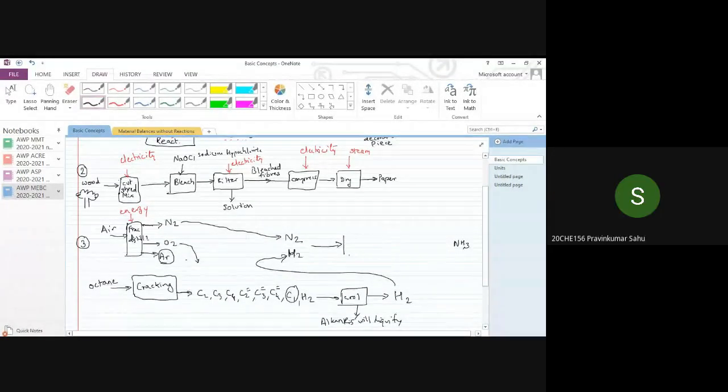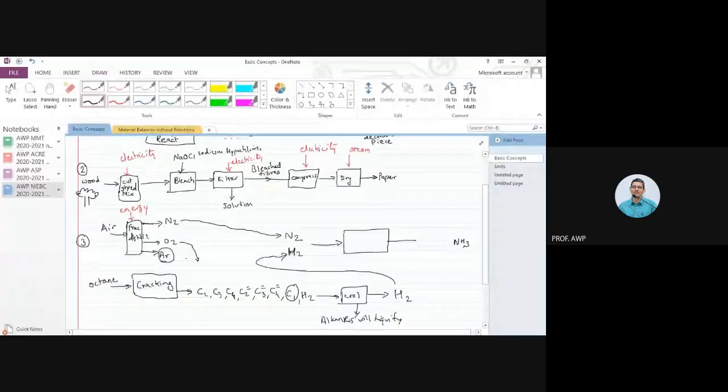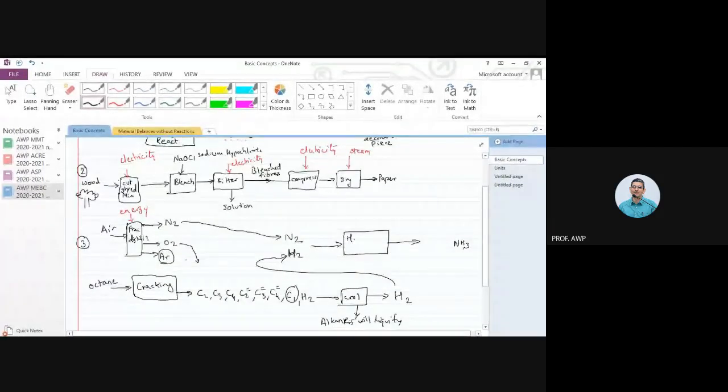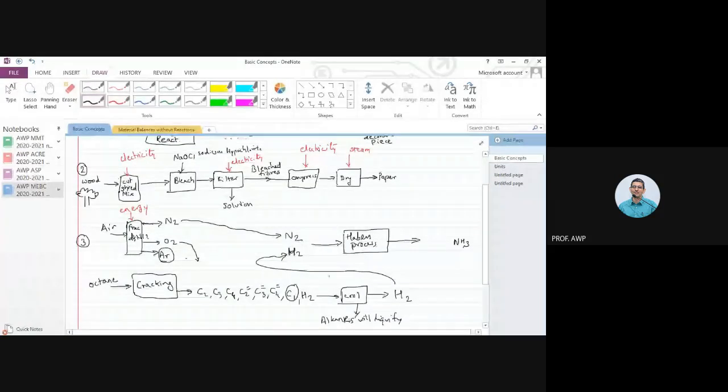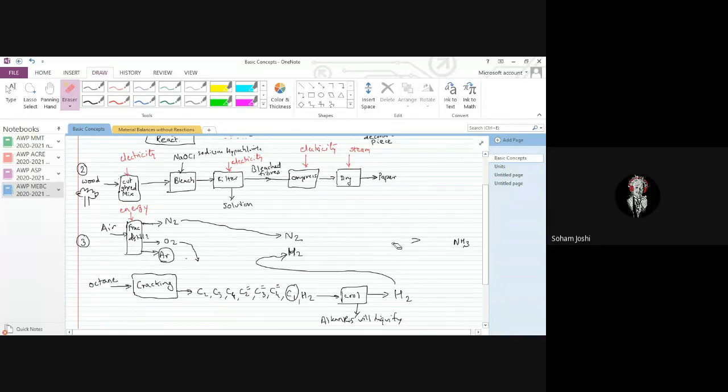Now, what do you do with this nitrogen and hydrogen? Haber's process. So, what does Haber's process involve? Fe and Mo, molybdenum. That's a catalyst. Compress the gas. 700. 673 Kelvin.